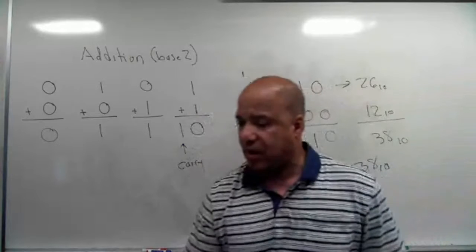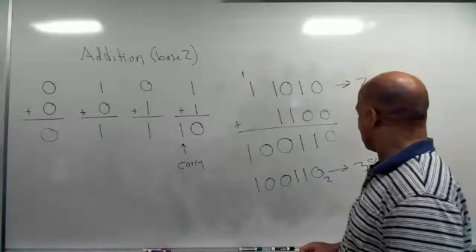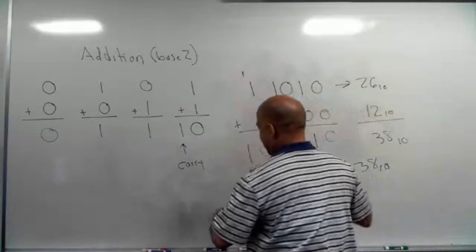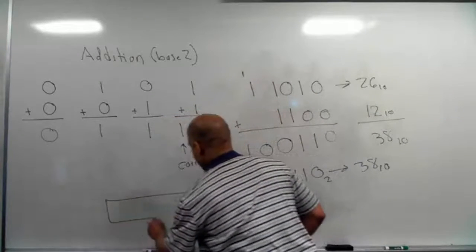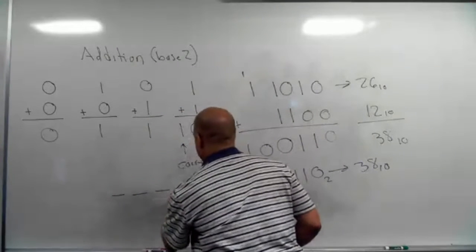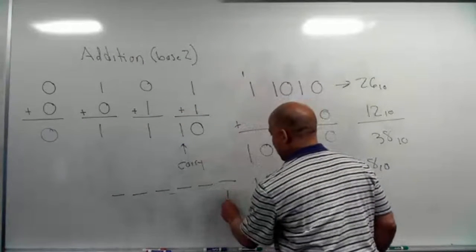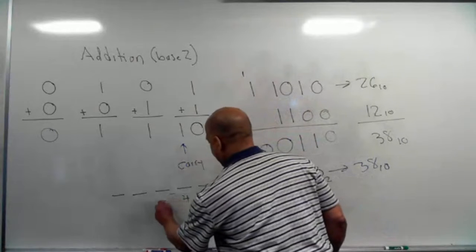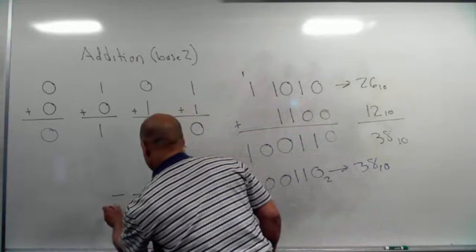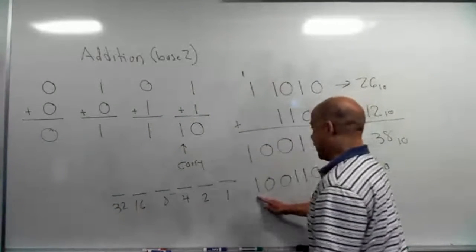Addition is pretty simple. How do you get 38 with that code? We've got 1, 2, 3, 4, 5, 6 bits. Well, let me just do 6 lines. It'll be easier. We've got 1, 2, 3, 4, 5, 6. So this would be 1, 2, 4, 8, 16, 32.